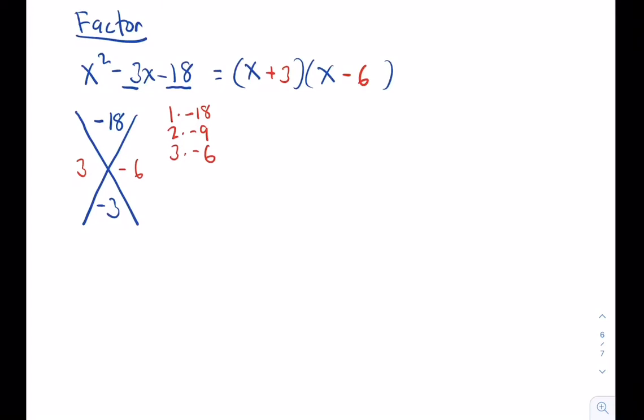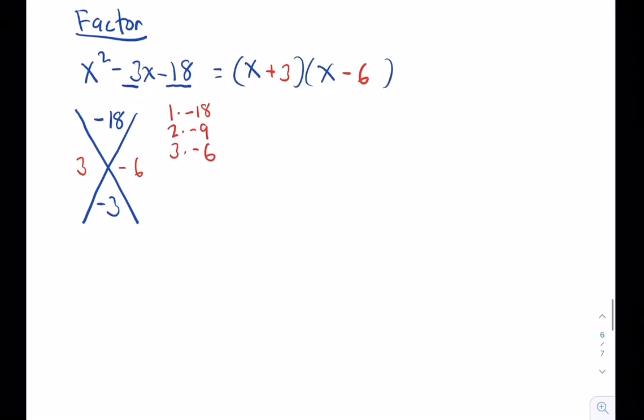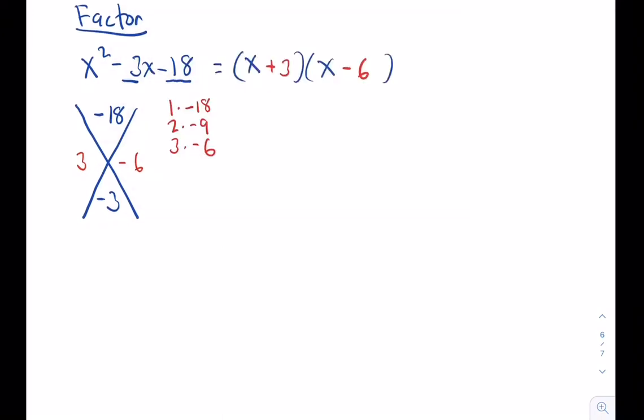Okay, that's a factor. So figure out what number multiplies to negative 18 and adds to negative 3. You find all these different options and go as far as you can until it adds to your number on the bottom. And just keep trying. If you go through all the factors, it'll always work. Okay, let's try another one.